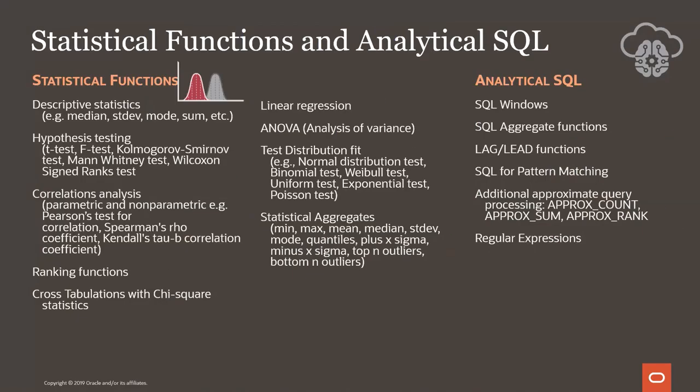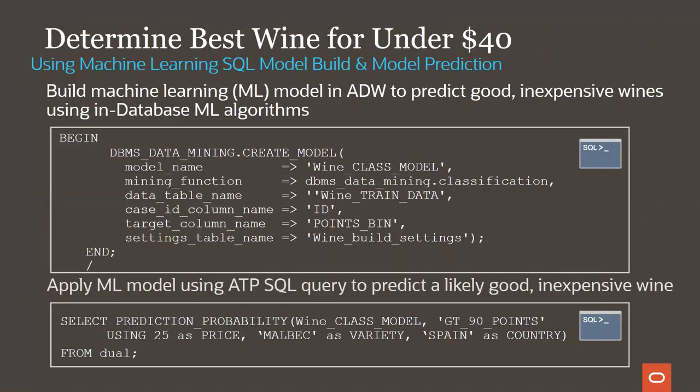But we have a large library of analytical functions, machine learning algorithms, if you will, that are native implementations inside the database. And as I said, you can access these from SQL, from R, from notebooks, and so on. And what we're going to do is stick with the SQL for right now. So as you can see, we've bumped it up to $40 now. So we're going to determine the best wine for under $40. But first, we have to build a model.